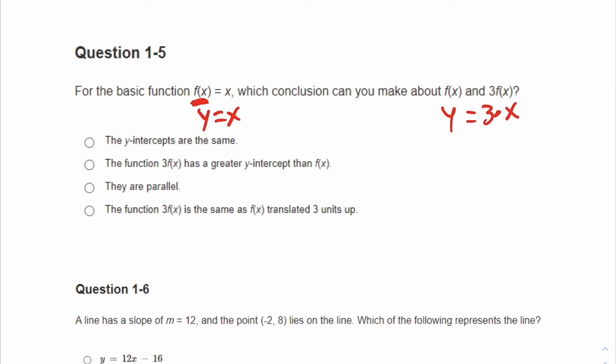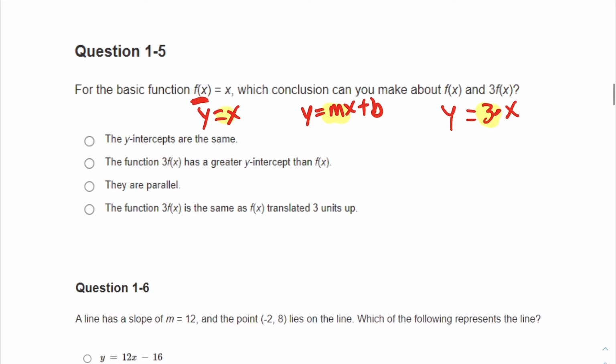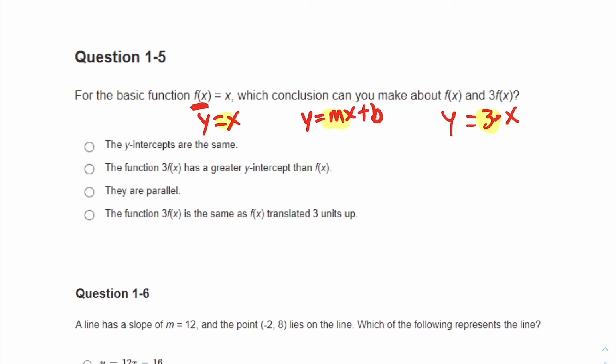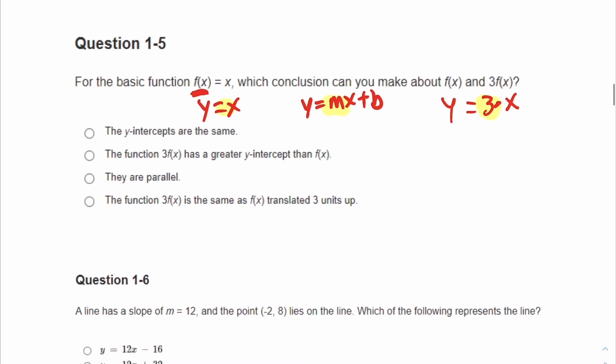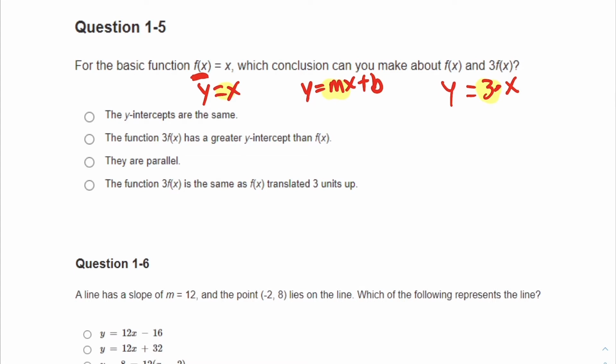Since both of these use y and x and nothing else, that means it's in slope-intercept form, which is y equals mx plus b. In slope-intercept form, whatever is right in front of x is the slope. In the first one, there's nothing in front of x, so the slope is 1. And in the new one, there's a 3 in front of x, so the slope is 3. So the only thing that changed between these two graphs is the slope. If the slope changed, then it's not parallel because m changed.